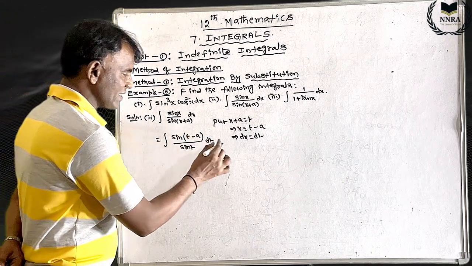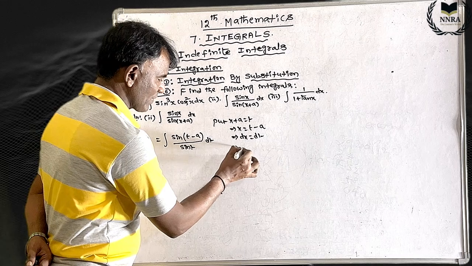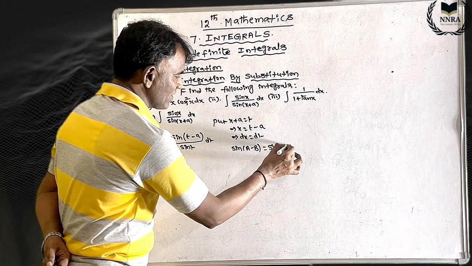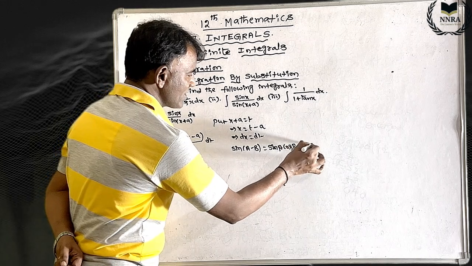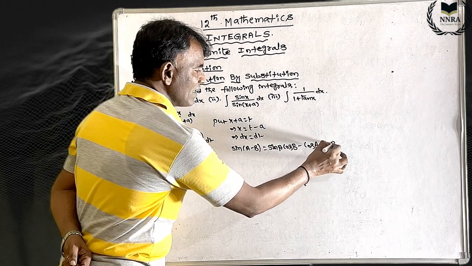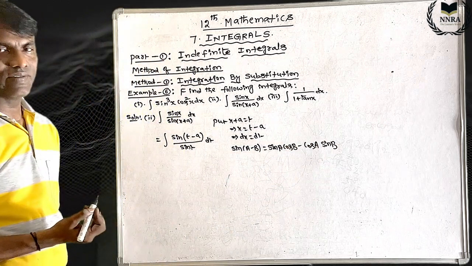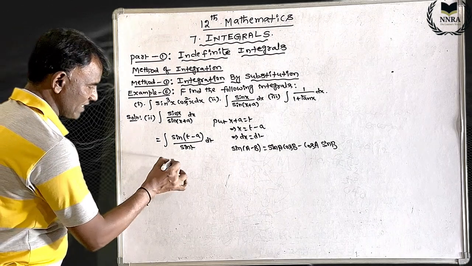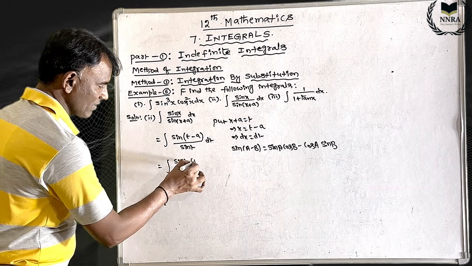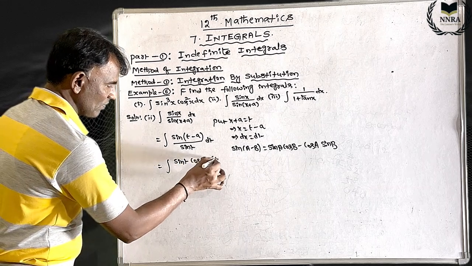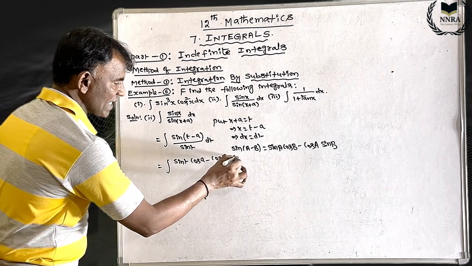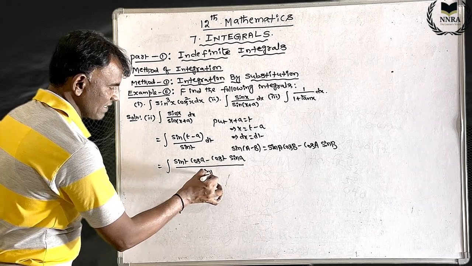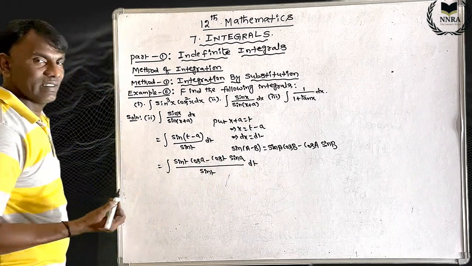Now which form is it? This is sin of a minus b, right? So how to write sin of a minus b? Sin a cos b minus cos a sin b. Otherwise sin of x minus y, sin x cos y minus cos x sin y. So by using that formula, how to write this numerator? Sin t cos a minus cos t sin a divided by sin t into dt.